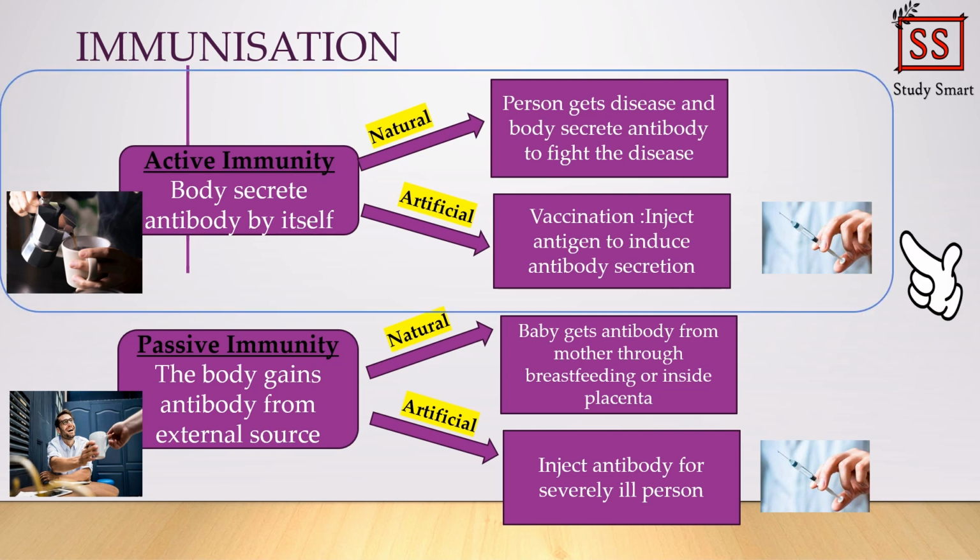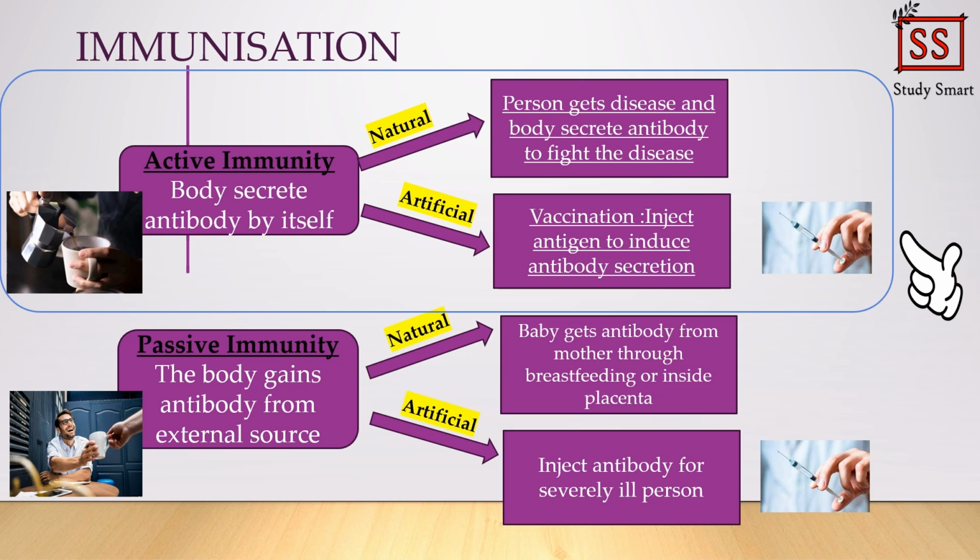Okay students, now you already understand the difference between active and passive immunity. Both active and passive immunity can be further divided into natural and artificial, based on the way the antibody is obtained. So, for active immunity, which stands for the body secreting the antibody by itself, the natural way is when a person gets a disease and the body secretes antibody in order to fight the disease. While artificial active immunity is through vaccination, in which the antigen will be injected into the body of the person in order to induce the body to produce the antibody.